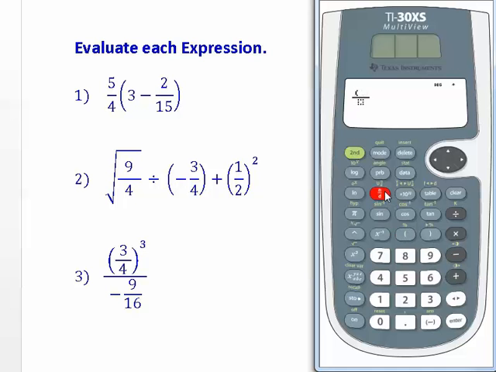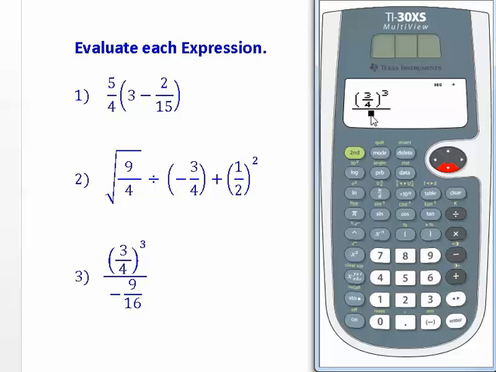Press the ND button again. Now we can type in the 3, move down for the 4, move to the right for the right parenthesis, and then type in the caret button to input the 3. So we've just entered the numerator. Next, let's move down to the denominator.